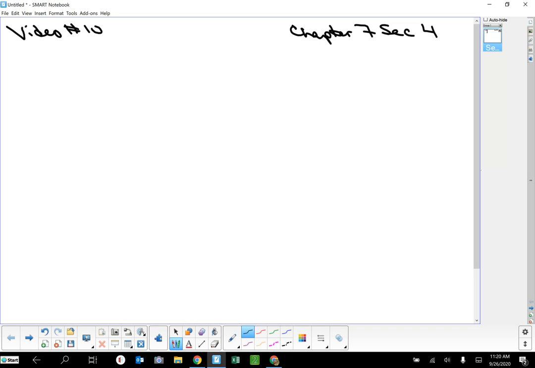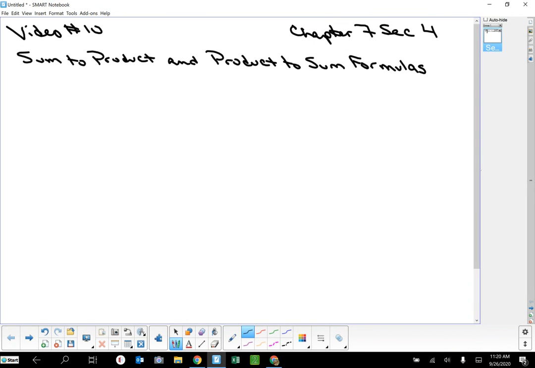And this is all about sum to product and product to sum formulas. This seems pretty basic, but remember that a sum is the answer to an addition problem, and a product is the answer to a multiplication problem. So we're going from addition to multiplication or vice versa. And this is very similar to the last chapter.